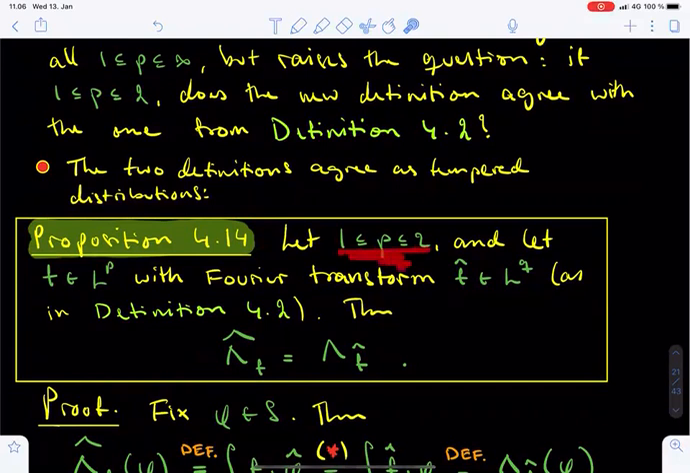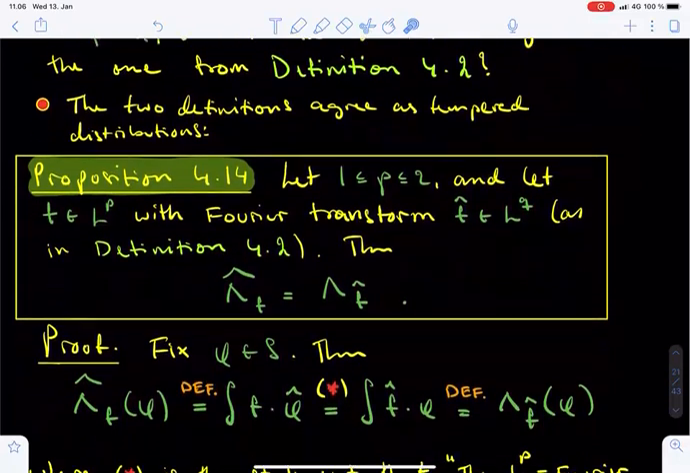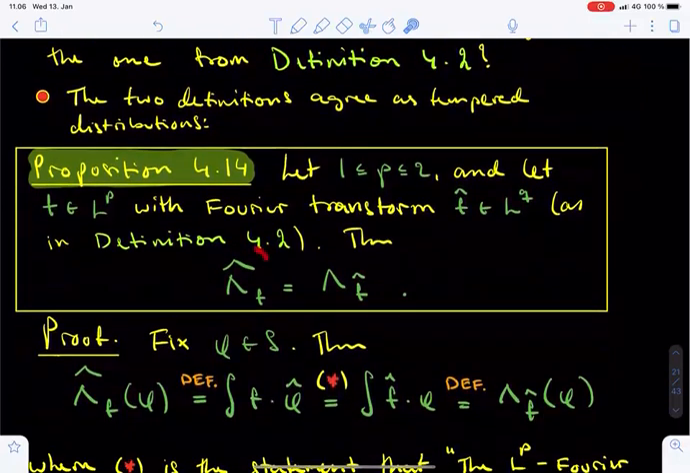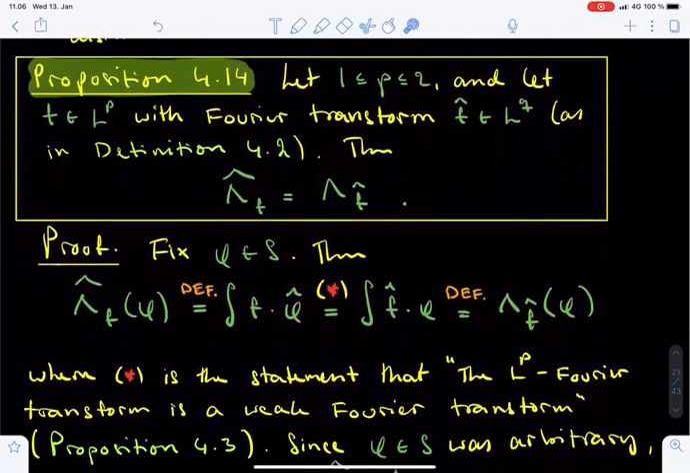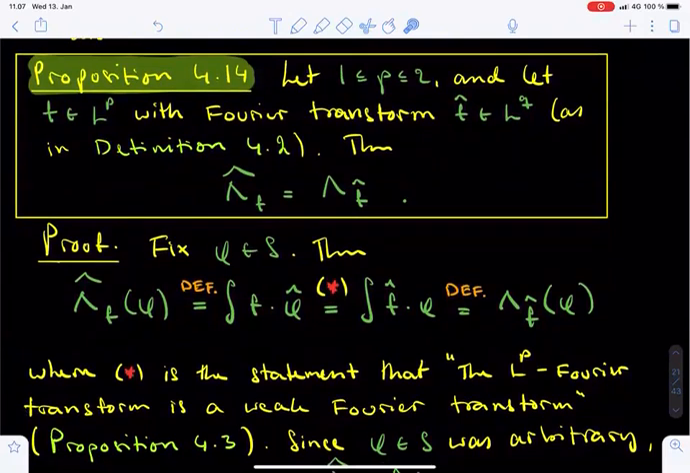Let p be an exponent between 1 and 2, and let f be an LP function. Let hat f in LQ be the Fourier transform of f in the sense of definition 4.2. Then hat lambda of f equals lambda of hat f, in the sense that the tempered distribution on the left equals the tempered distribution on the right. The proof is very simple.